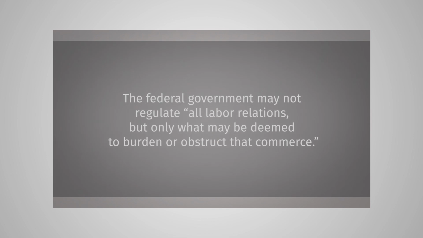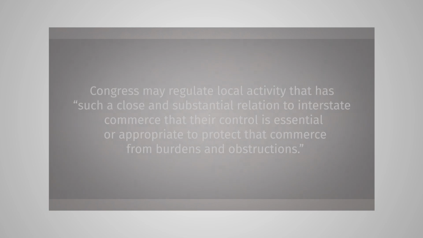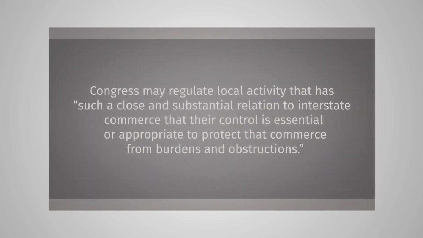In his opinion for the majority, Chief Justice Hughes acknowledged that the federal government could not regulate, quote, all labor relations, but only what may be deemed to burden or obstruct that commerce, unquote. This test allowed Congress to protect interstate commerce from burdens and obstructions. Chief Justice Hughes wrote that Congress may regulate local activity that has, quote, such a close and substantial relation to interstate commerce that their control is essential or appropriate to protect that commerce from burdens and obstructions.